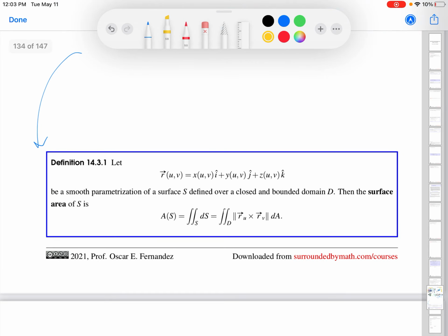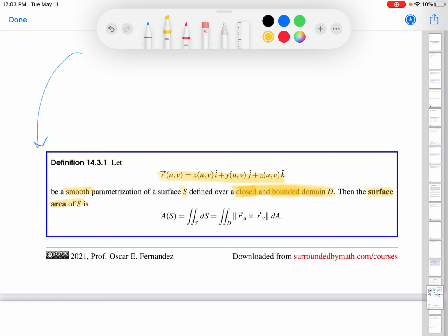So what does the definition say? It says, suppose I have a smooth parametrization of a surface S defined over a closed and bounded domain D. The closed and boundedness of the domain D, again, is for simplicity and ease of use. Many of these definitions can be generalized in many different ways. We won't go there. We will just be content with considering these nice cases, for example, smooth parametrizations on closed and bounded domains.